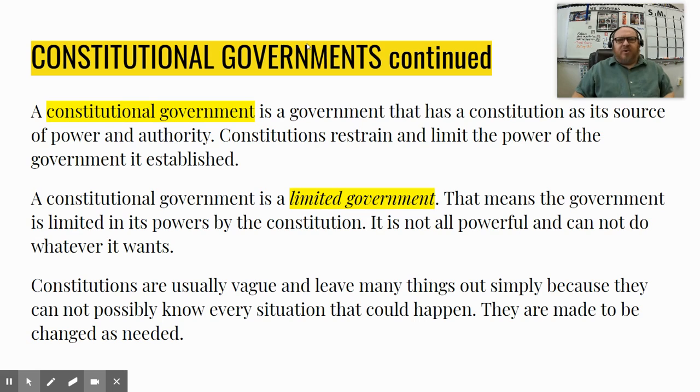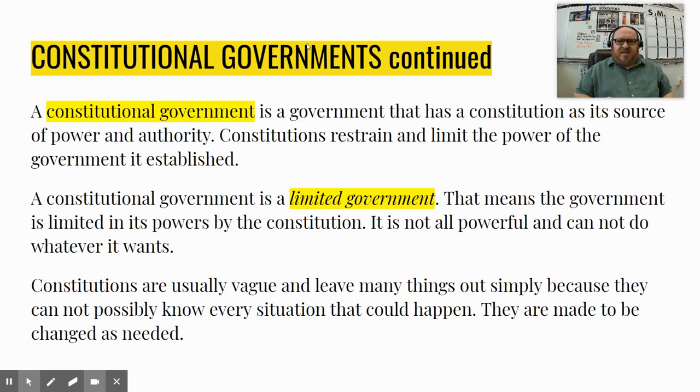So obviously, a constitutional government has a constitution as its source of power and authority. It's called that. The other purpose for constitutions is to limit the size and the power of the government that it establishes. That means automatically, when you hear a description of a country, a nation, as being a constitutional government, you know automatically that that government is limited in what it can do. Okay, that's what the Constitution does.